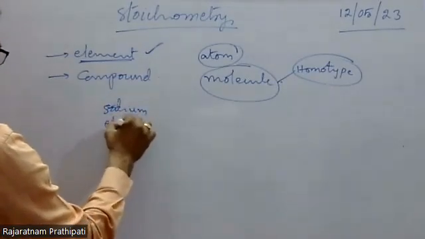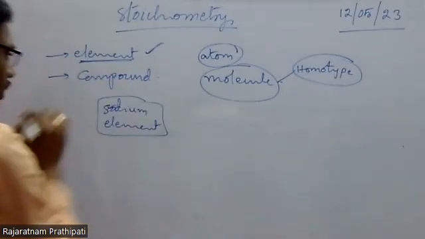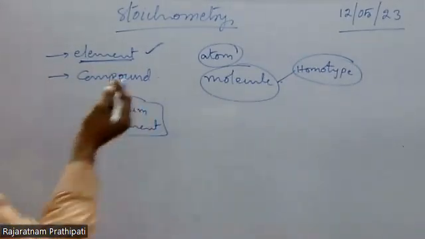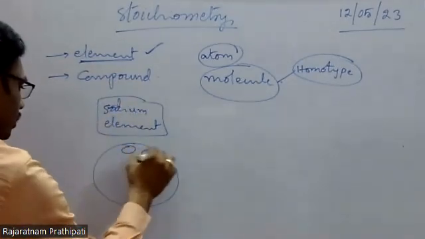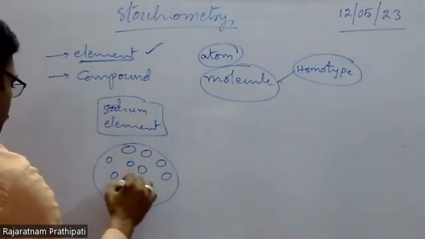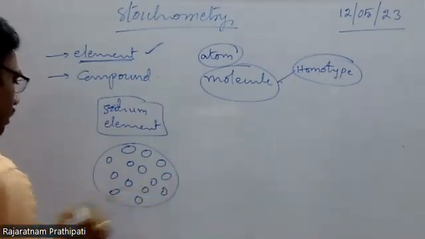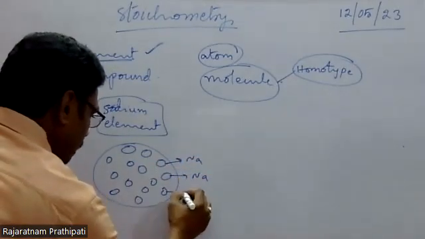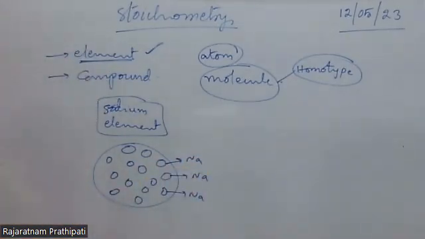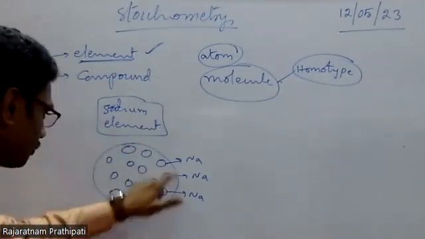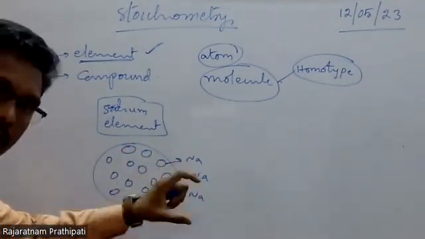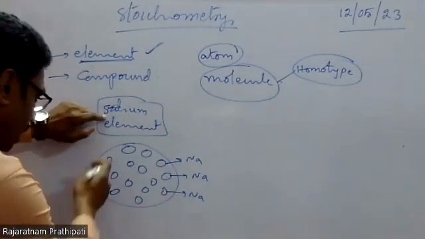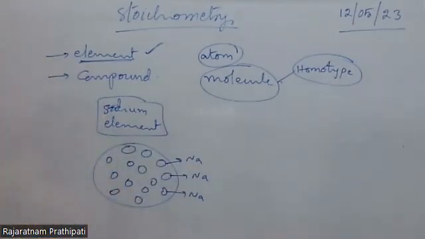Sodium is an element. What is the sodium element? If you take a sodium strip, a sodium piece, it is composed of sodium atoms. This is one sodium atom, this is another sodium atom. So a combination of sodium atoms is called the sodium element. So the sodium element is composed of sodium atoms.